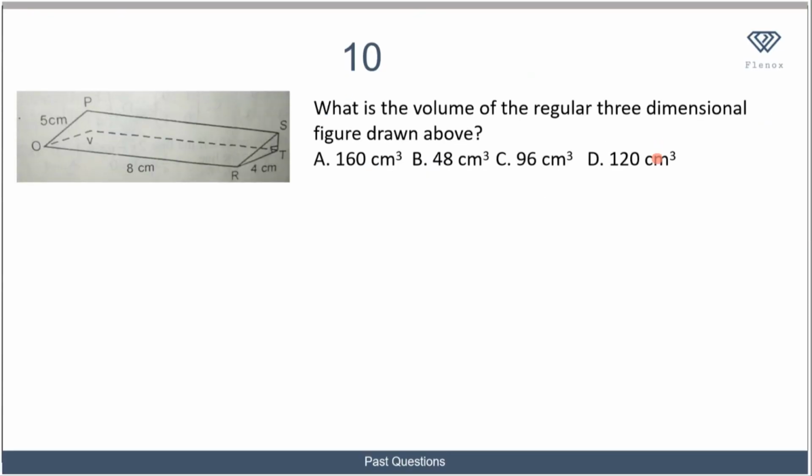The next question now, we are told, what is the volume of the regular three-dimensional figure drawn. So now if you see this figure, I'm going to quickly try to just sketch it out, but don't mind my diagram. It might not look perfect, but manage it. So we have something like this.